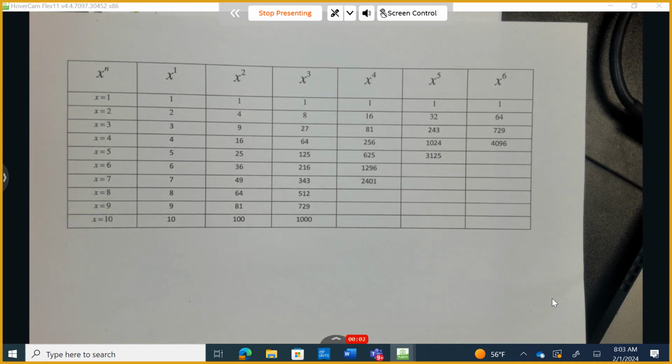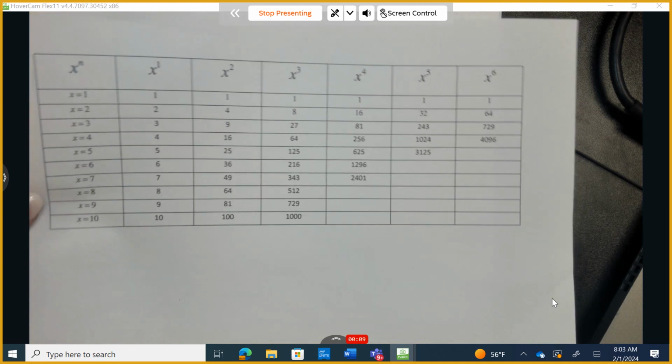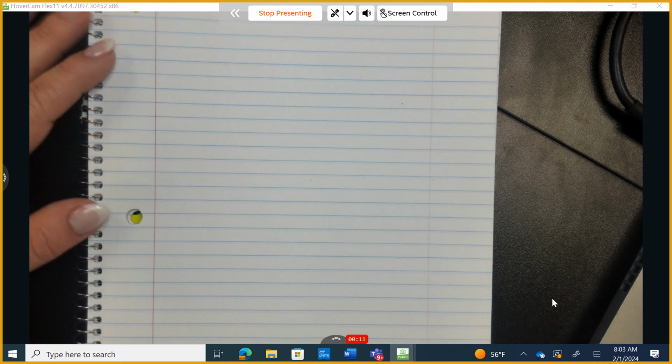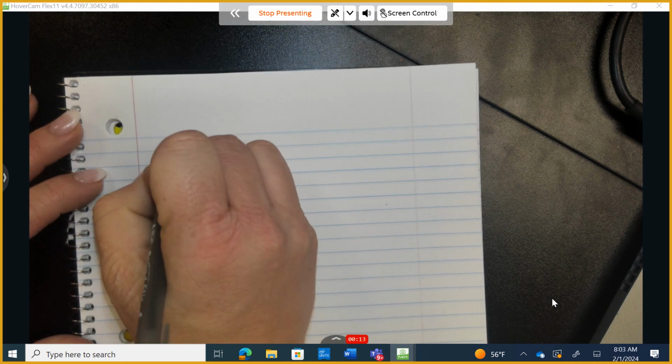In this video, I'm going to review how to simplify radical expressions. Make sure you take this chart out. This chart was provided to you about a week and a half ago. Let's get started. So here's our very first example.